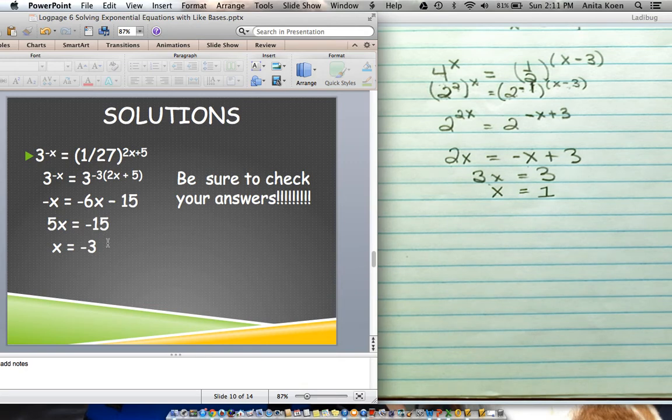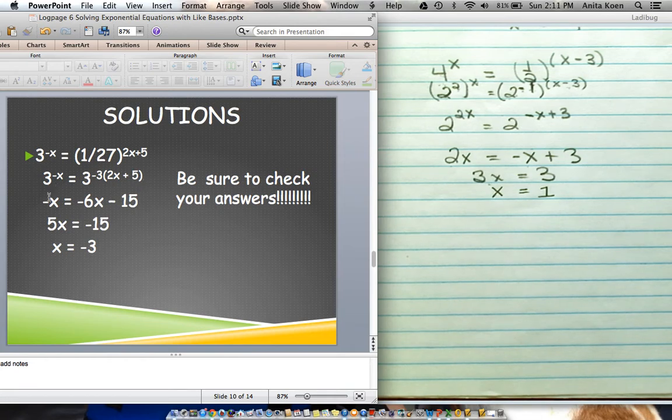Here's the second one. 3 to the 1/27. Well, these are going to have a common base of 3. 27 is 3 to the third power, and since this is the reciprocal of 27, that's 3 to the negative third power. I'm going to have to distribute when I set my exponents the same.